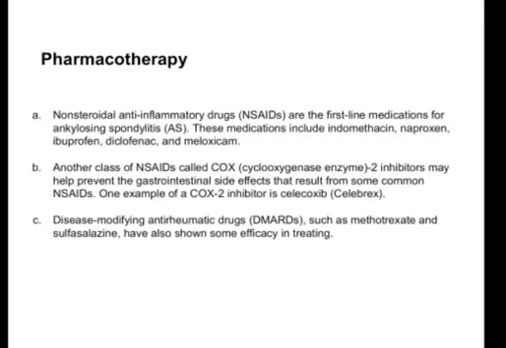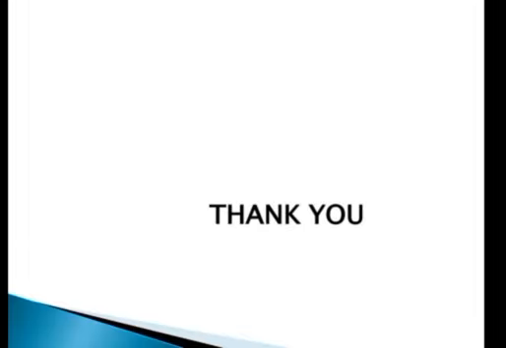First, pharmacotherapy. Non-steroidal anti-inflammatory drugs are the first line medications for ankylosing spondylitis. These medications include indomethacin, naproxen, ibuprofen, diclofenac, meloxicam. Another class of NSAID, called cyclooxygenase enzyme 2 inhibitors, may help prevent the gastrointestinal side effects that result from some common NSAIDs. One example of a COX-2 inhibitor is Celebrex. Disease-modifying anti-rheumatic drugs such as methotrexate and sulfasalazine have shown some efficacy in treating.